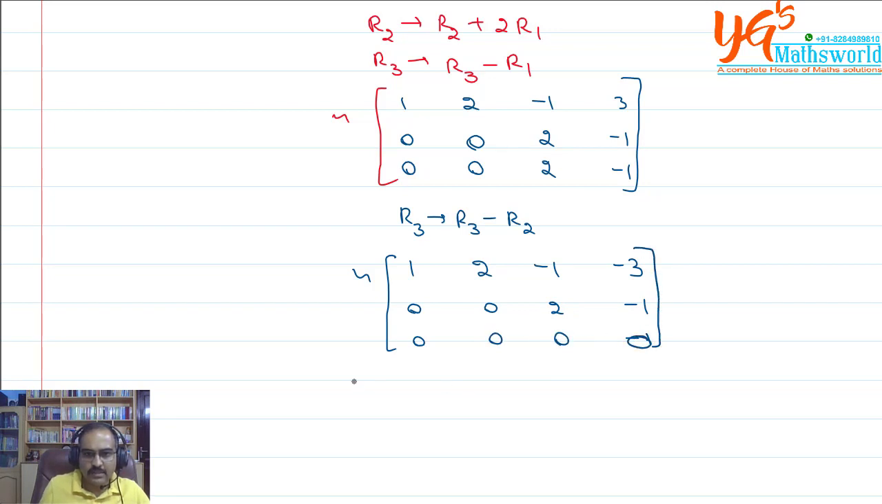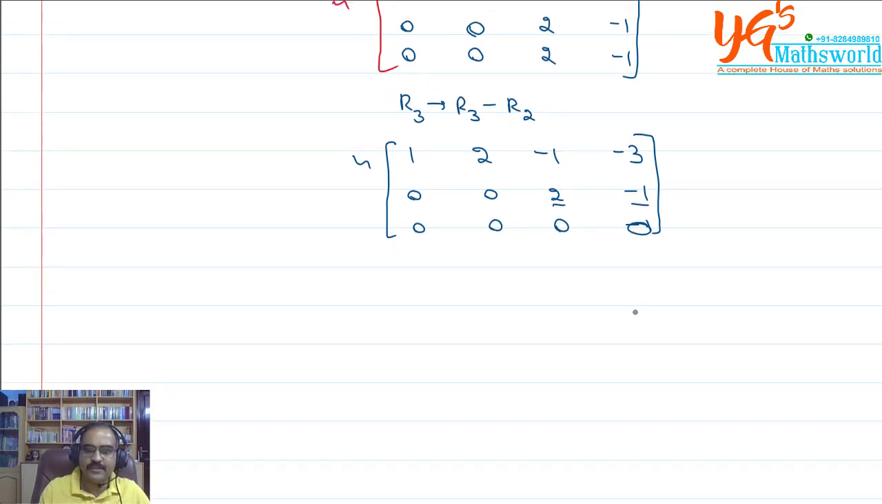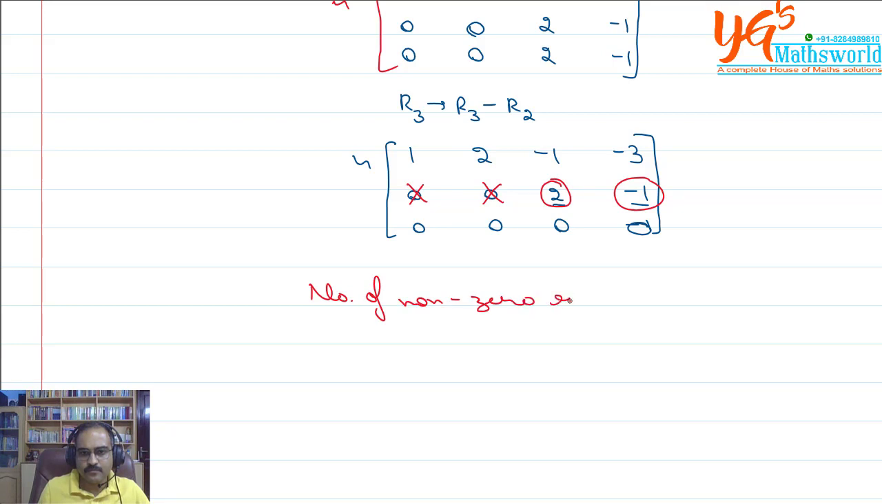Okay. So that means again we can't reduce this one and this one to 0, because if we try to reduce these two elements, it has to be 0. So we will not get these two as 0. Okay, so in that case, here the number of non-zero rows is equal to 2. Therefore rank of A is equal to 2.